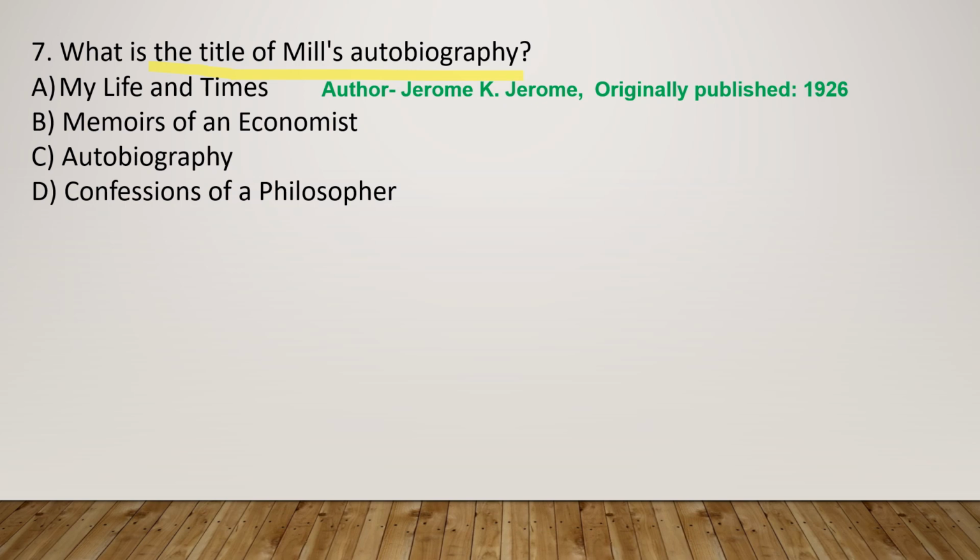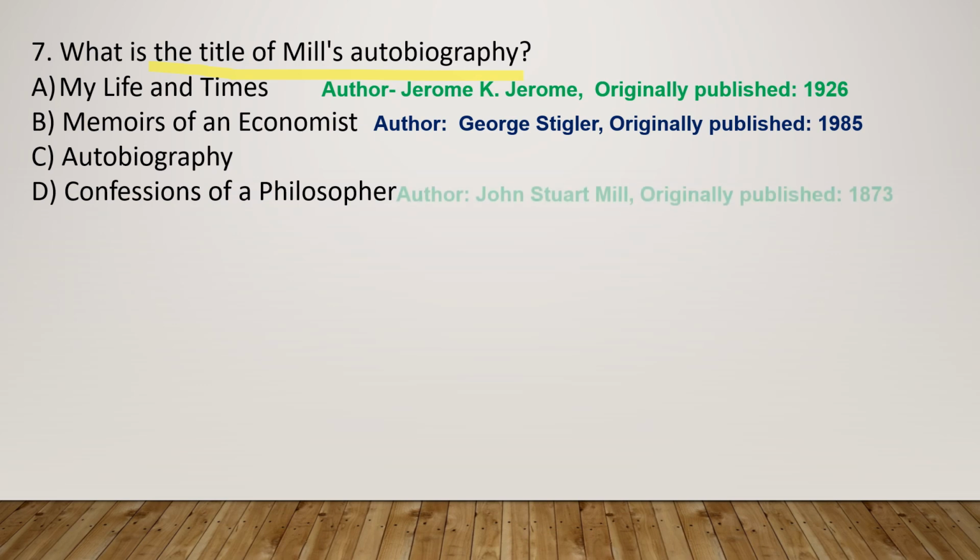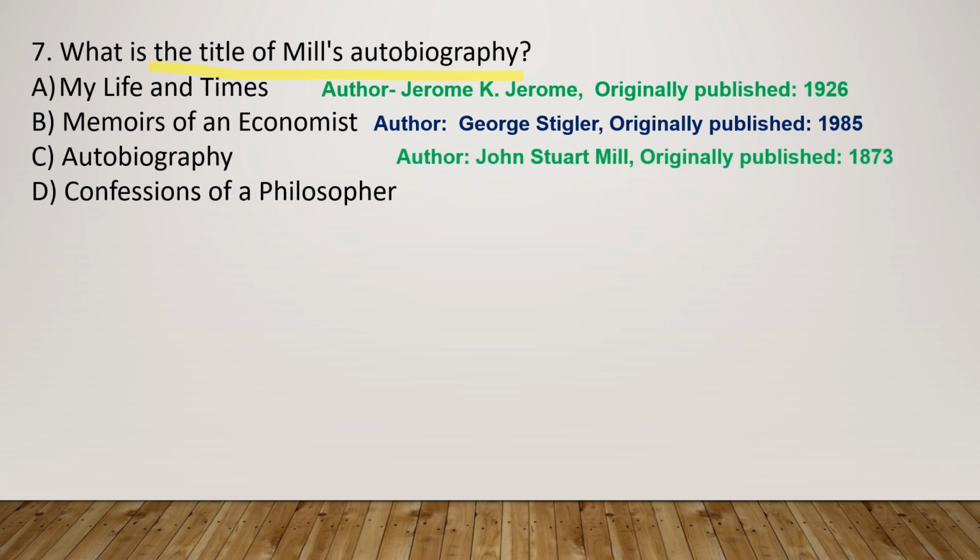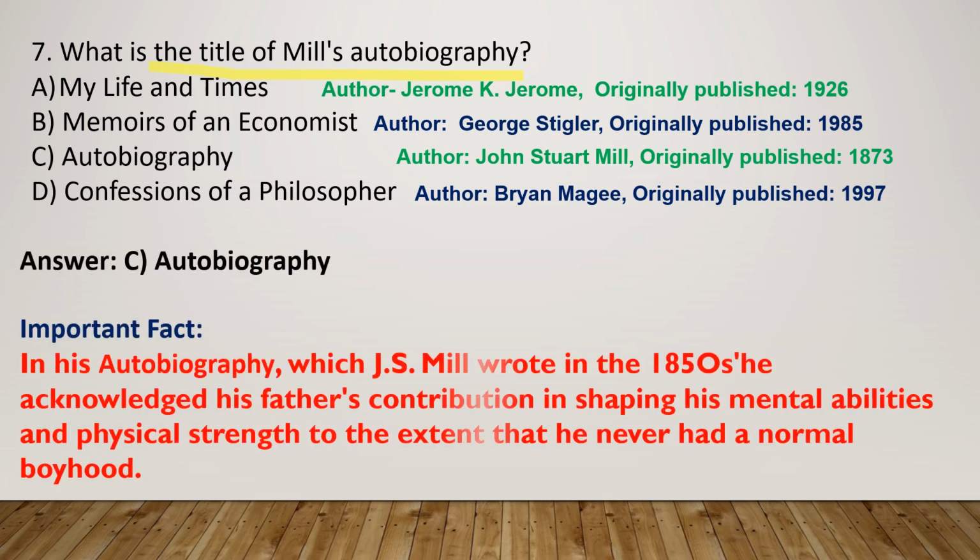Memos of an Economist. It was authored by George Stigler and originally published in 1985. Autobiography. It was authored by John Stuart Mill and originally published in 1873. Confessions of a Philosopher. It was authored by Brian Magee and originally published in 1997. So the correct option for this question is autobiography.